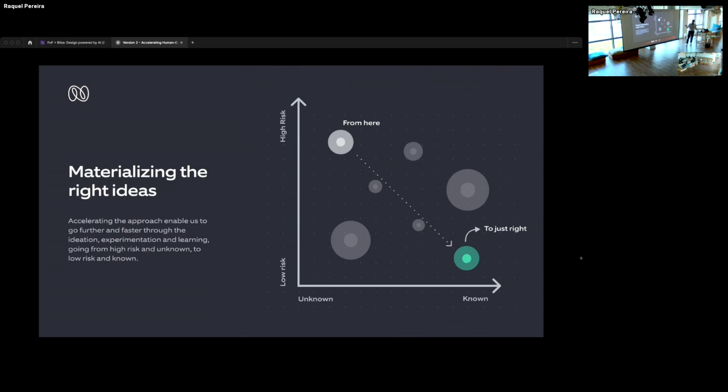the idea of this is to accelerate as much as possible and to take high risk stuff and unknown as quickly as possible to the known and possibly the low risk, saying is this a really good bet for us to bet on, or is it a crap idea? We need to rub it and put it in the trash and not spend time with it.